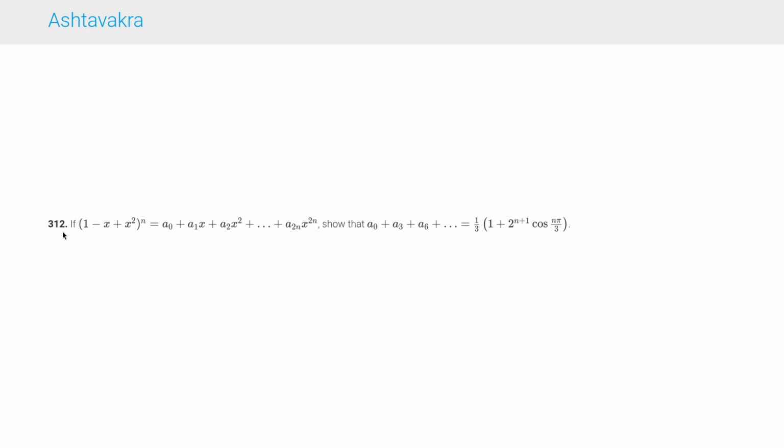Question 312 says that if (1 - x + x²)^n is equal to a0 + a1x + a2x² + up to a2n x^(2n), show that a0 + a3 + a6 and so on is equal to 1/3 times (1 + 2^n cos(nπ/3) + 1).